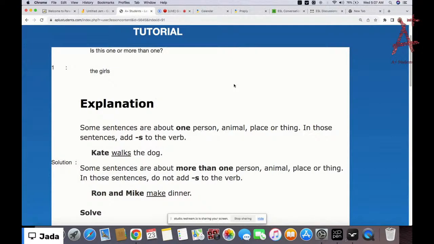Okay, so now we have this one. Is this one or more than one? That's the question here. So when you have the girls here, it shows that it's not only one girl, it's more than one. It's like two girls or three girls. Since it's two or three, that is plural.